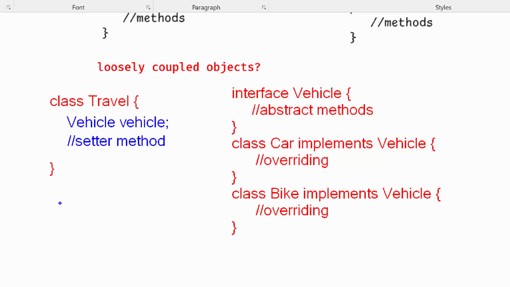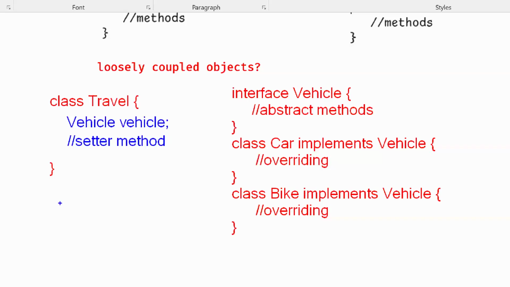From where to where? Car to bike. Tell me, to do this, are any code changes required here? No. Without making any code changes, what is changed? Dependency object is changed. From where to where? Car to bike. Now you tell me, is the travel object tightly coupled with the car object or loosely coupled with the car object? Loosely coupled.